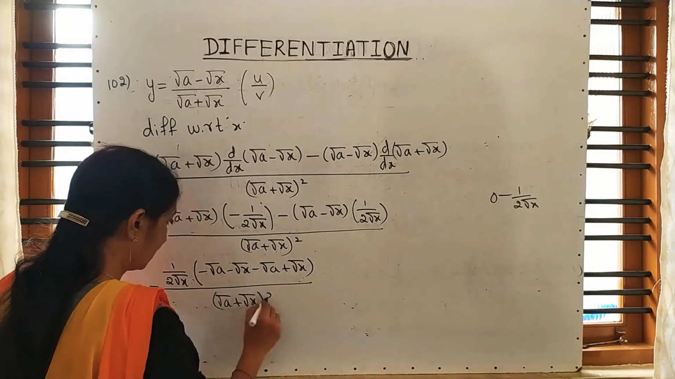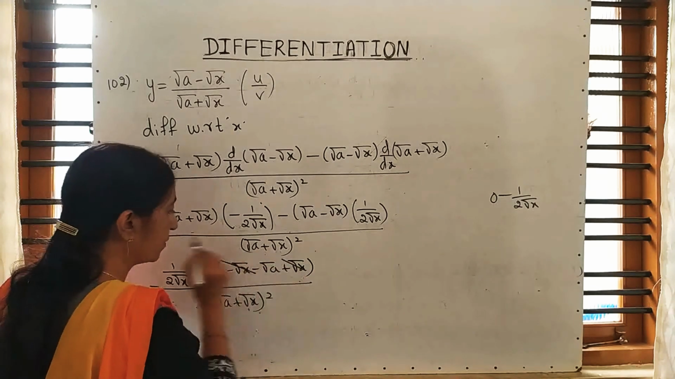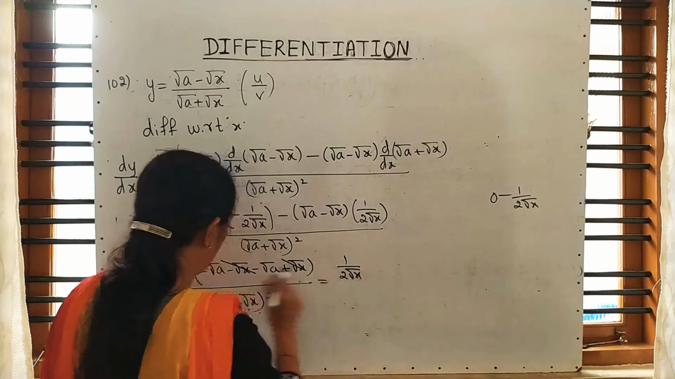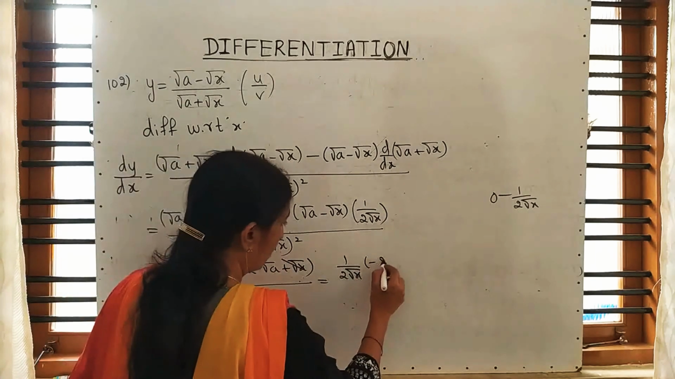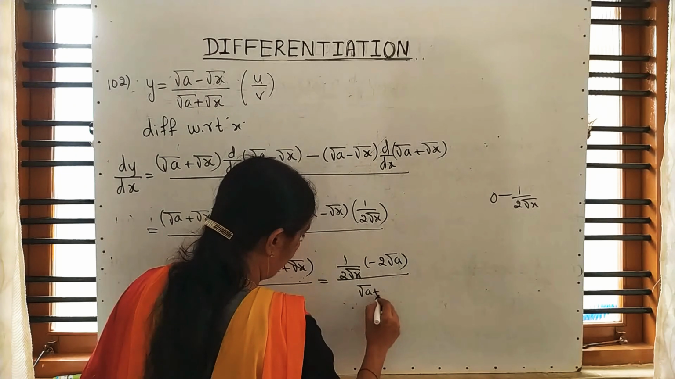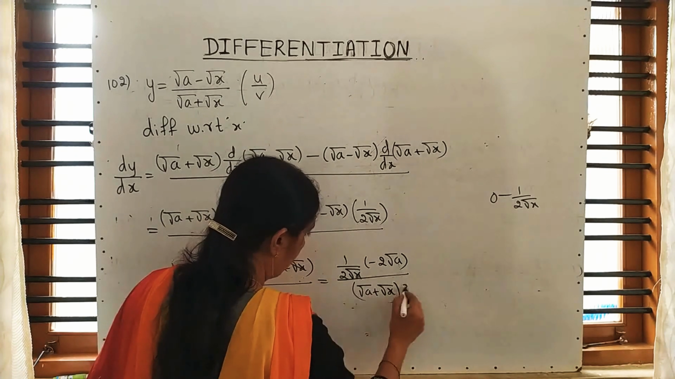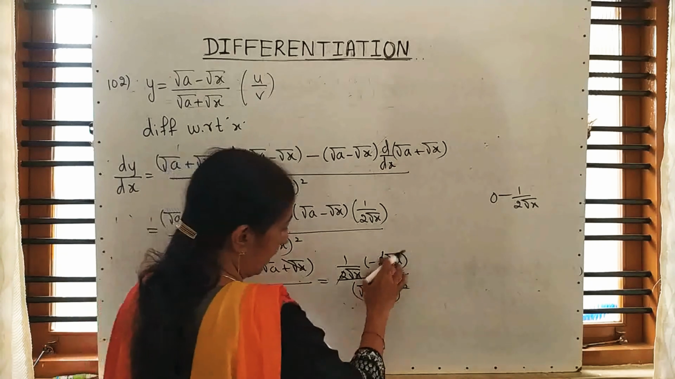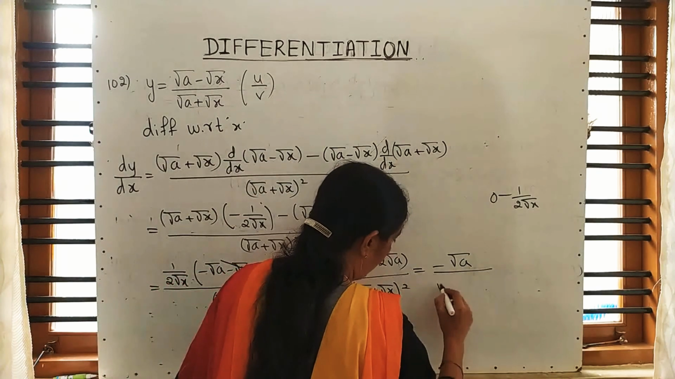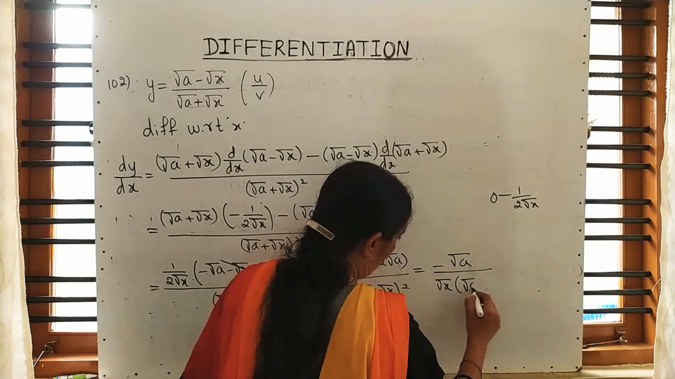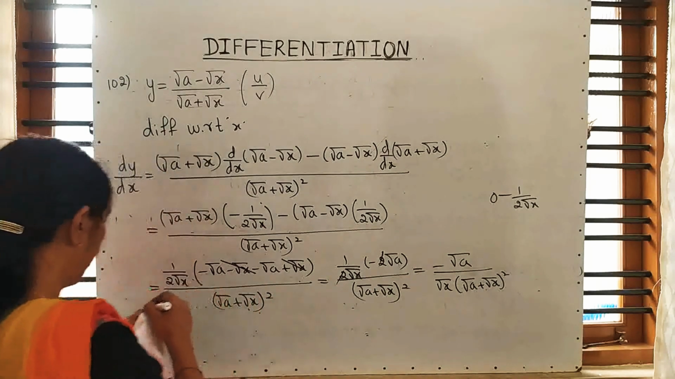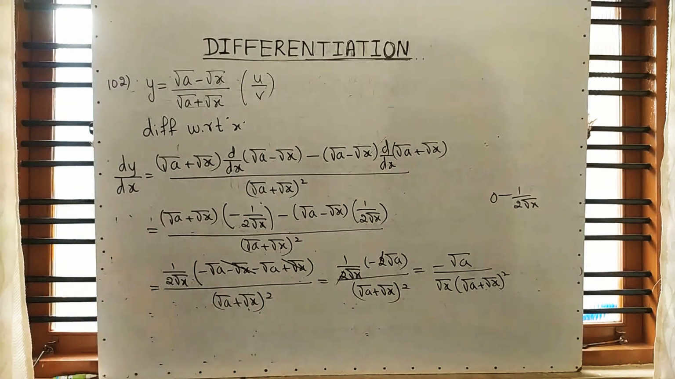Minus root x plus root x get cancelled. It is 1 by 2 root x, and minus root a is minus 2 root a upon root a plus root x whole square. This 2 and this 2 get cancelled, and anyhow this is a fraction. It will be written as minus root a upon root x into root a plus root x whole square. Understood? Moving to the next question.